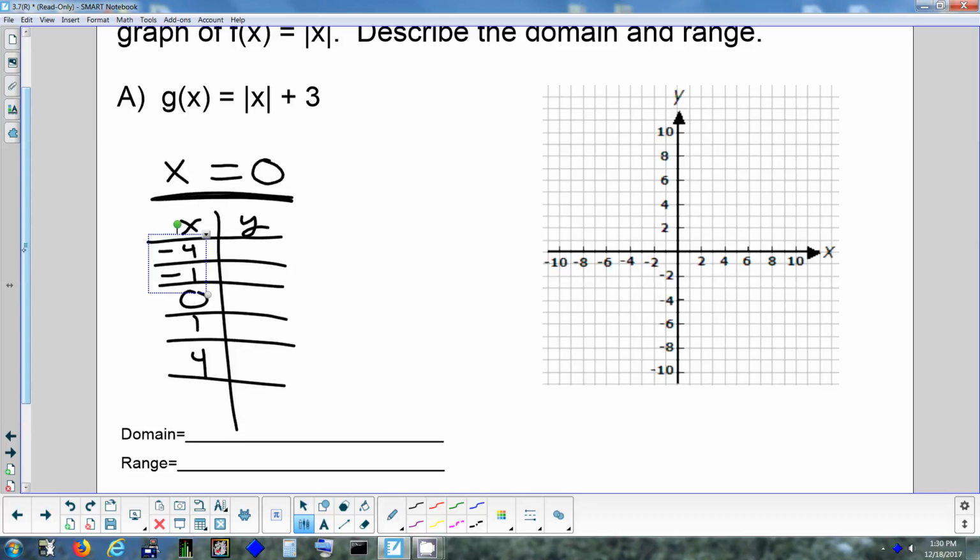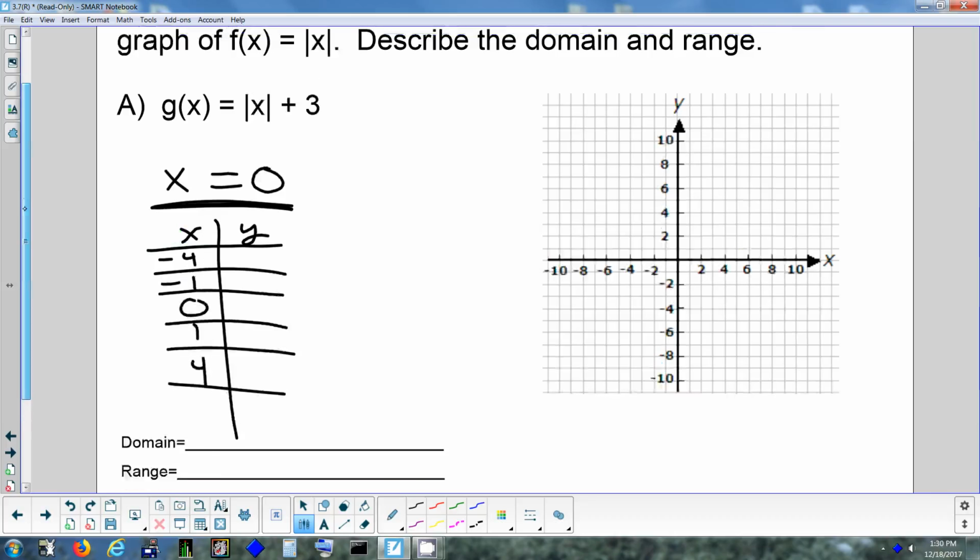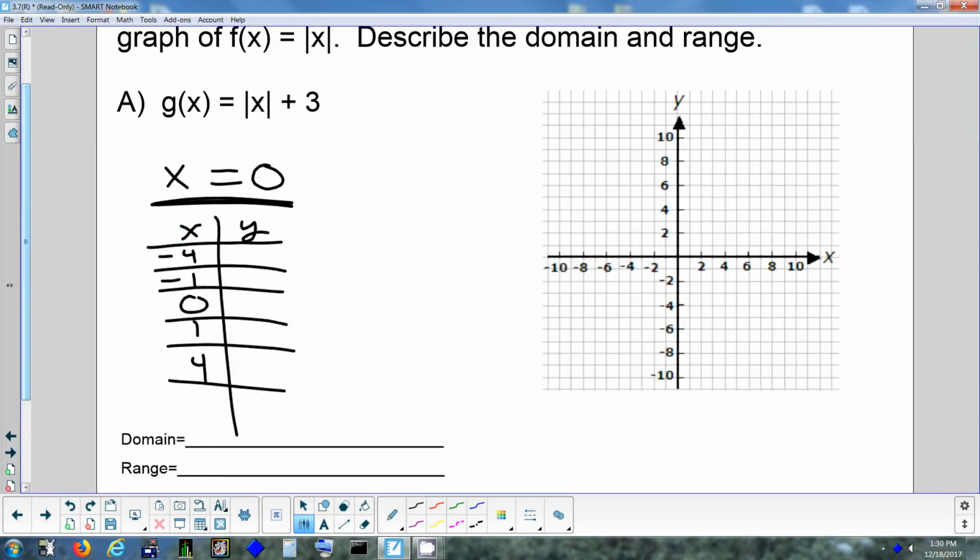Hey guys, you can do it that way, but I would suggest you do 1 smaller, 2 smaller, 1 bigger, 2 bigger, so you don't bounce all over the place. But Mr. Hager's doing this because he wants to show you that it does work. You can do it this way. Now plug them in. What's the absolute value of negative 4? Negative 4 plus 3, that'd be, the absolute value of negative 4 is 4, so it'd be 7. Yep.